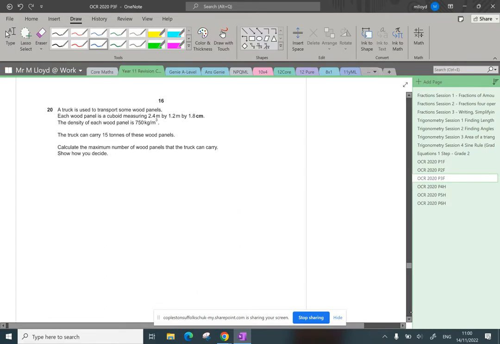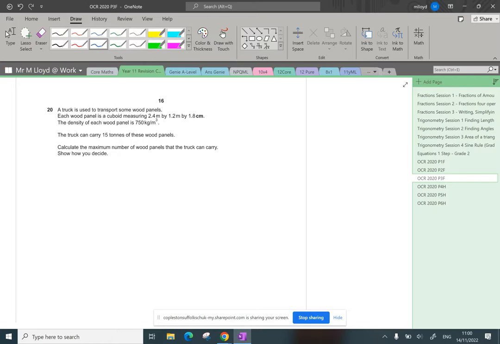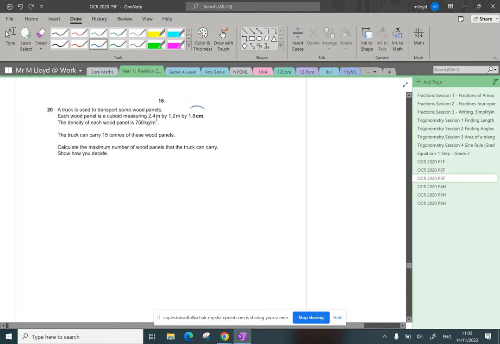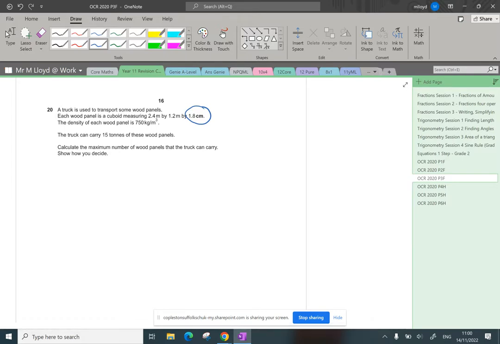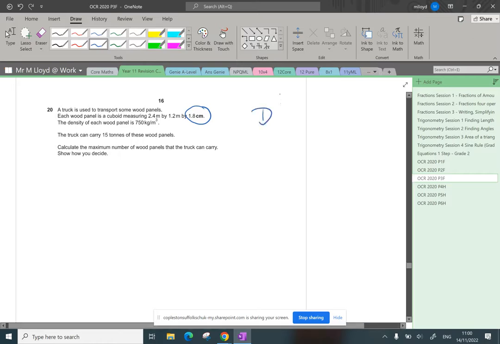A truck is used to transport some wood panels. Each wood panel is a cuboid with the measurements shown in centimeters. The truck can carry 15 tons of these wood panels. Calculate the maximum number of wood panels that the truck can carry. So tons is the mass, and we have density, mass, and volume. Right, so let's work out the volume. We've got 2.4 times by 1.2 times by 0.018, because that's the centimetre element.